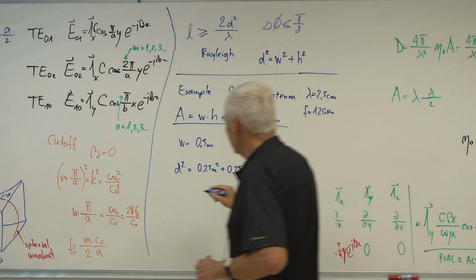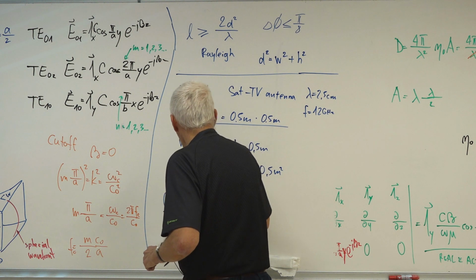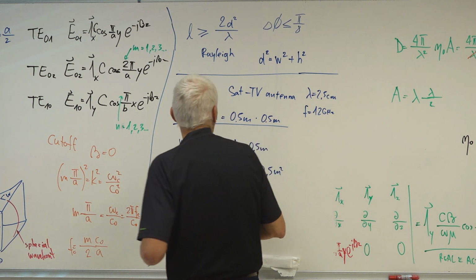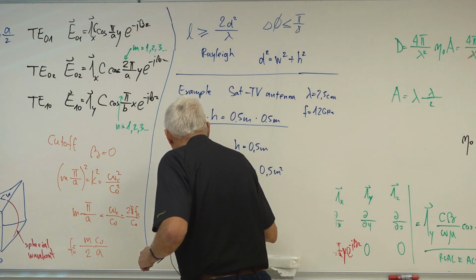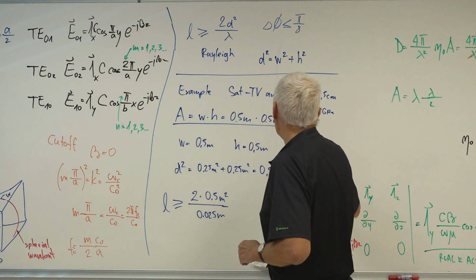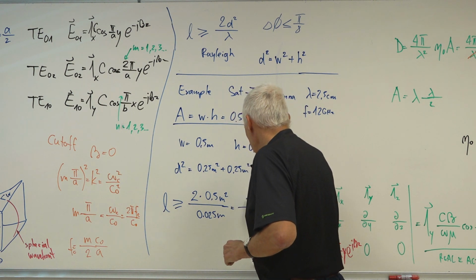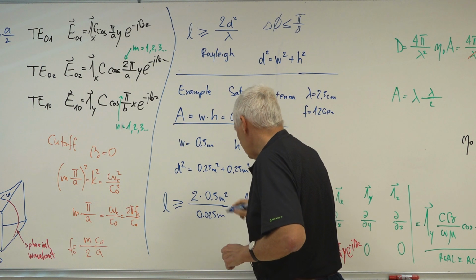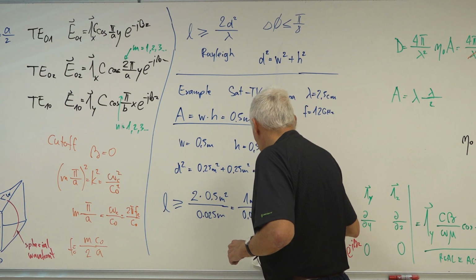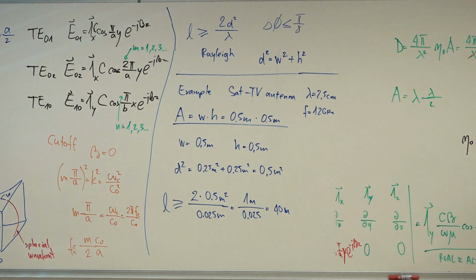Now let's try to calculate what is the length. Length is larger or equal than 2 times 0.5 meters squared divided by 0.025 meters, okay? This is my wavelength. So, if I calculate this thing, this is 1 meter squared, and meter cancels out, divided by 0.025. This is equal to 40 meters. Now I hope you understand where the problem is.